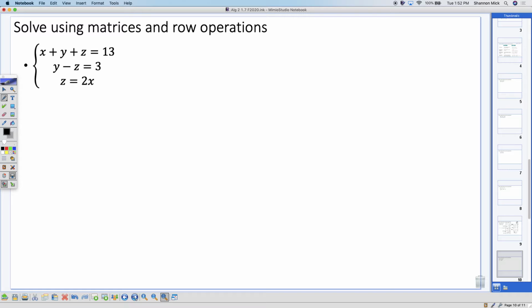I will tell you that sometimes you will have fractions for answers. But remember, we get those at the very last step, right? We don't do that in the middle. Yes.